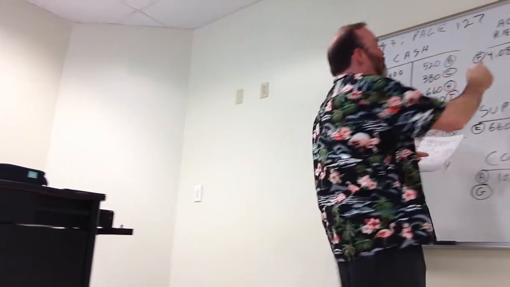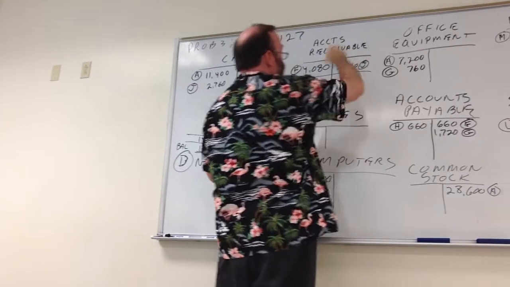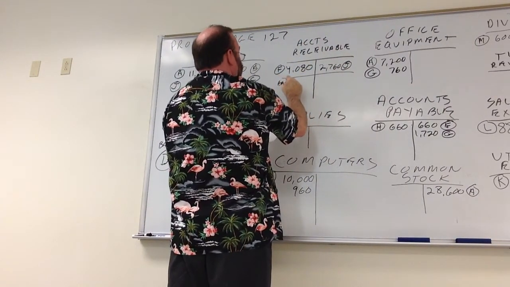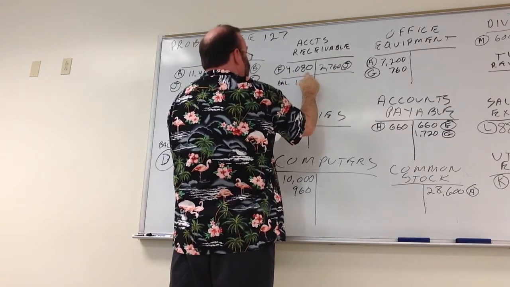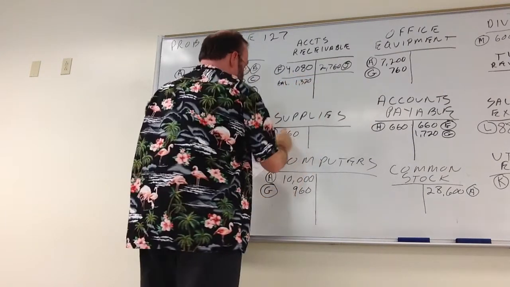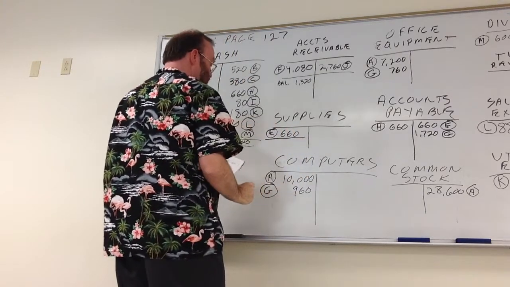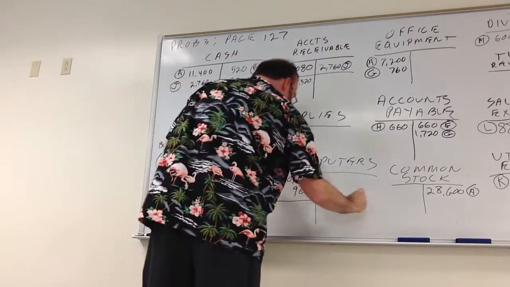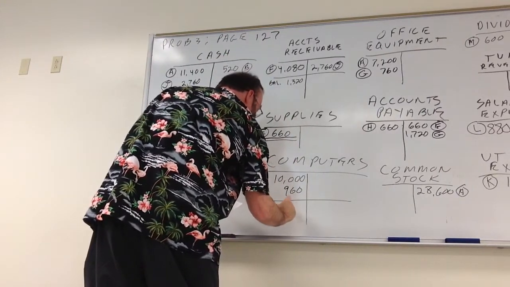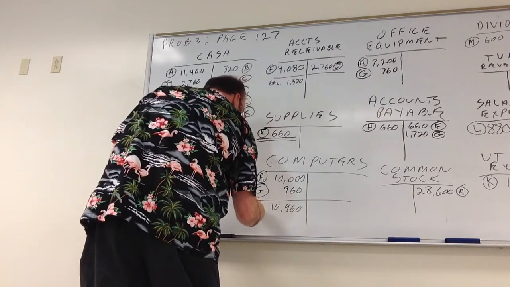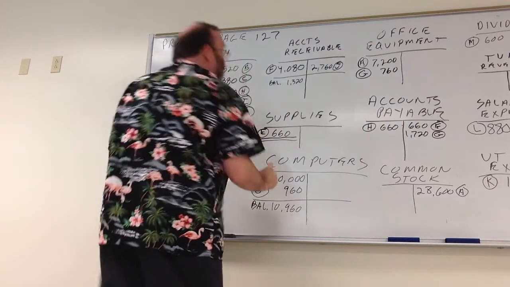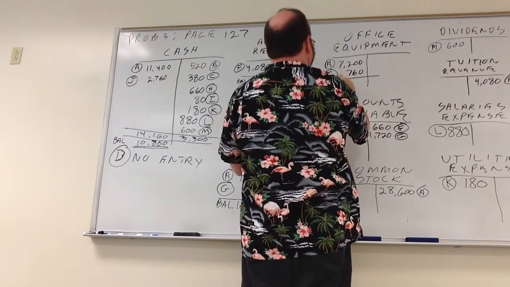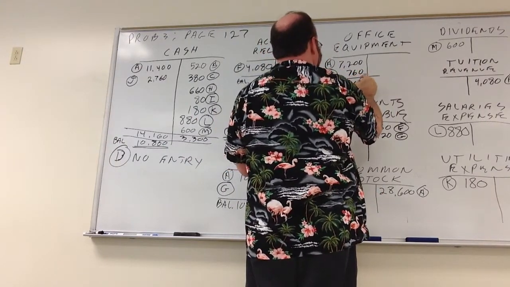In accounts receivable, we just have two numbers, so we don't have anything really to foot, but we wind up with a balance of $1,320. Supplies only has one account, so that's just $660. Computers has two, so $10,960 is the balance. Office equipment has two, that's $7,960.